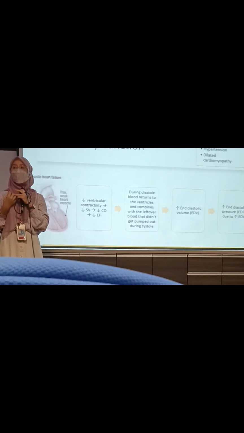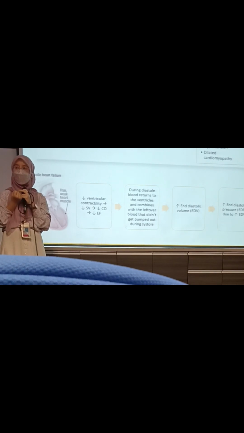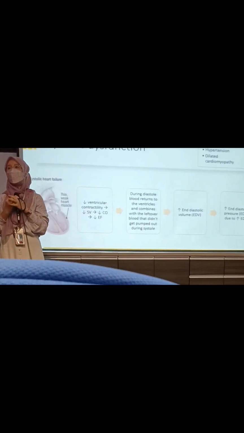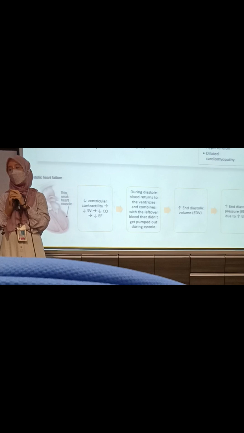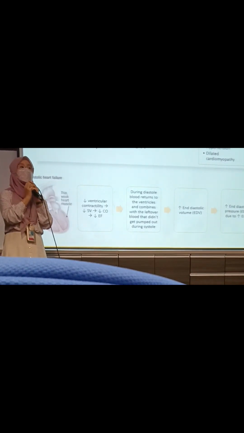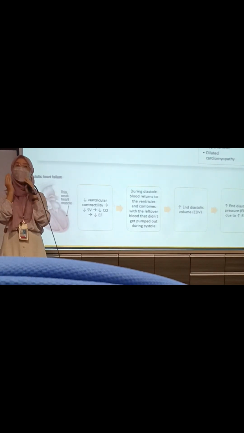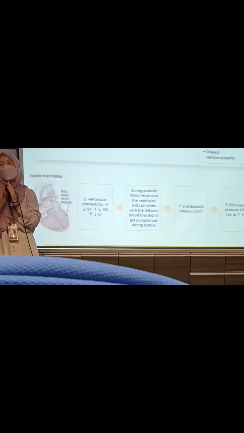So the ability of the ventricles to contract is reduced. Therefore, what happens to the stroke volume? Yang volume yang keluar bila dia tak boleh nak contract forcefully, stroke volume will be low. So what happens to the cardiac output? Low, because cardiac output is heart rate times the stroke volume. So what happened to ejection fraction? Low, because ejection fraction is the stroke volume over the total volume. So when there is reduction in the stroke volume, the ejection fraction will be low.